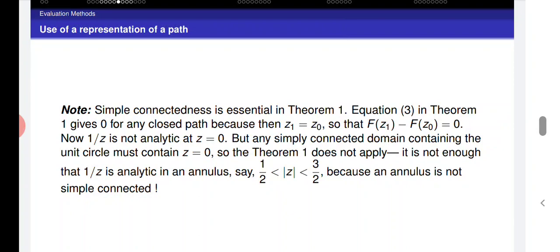It is not enough that 1 upon z is analytic in the annulus. We may say the range is mod of z lies from 1 by 2 to 3 by 2, because an annulus is not simply connected.